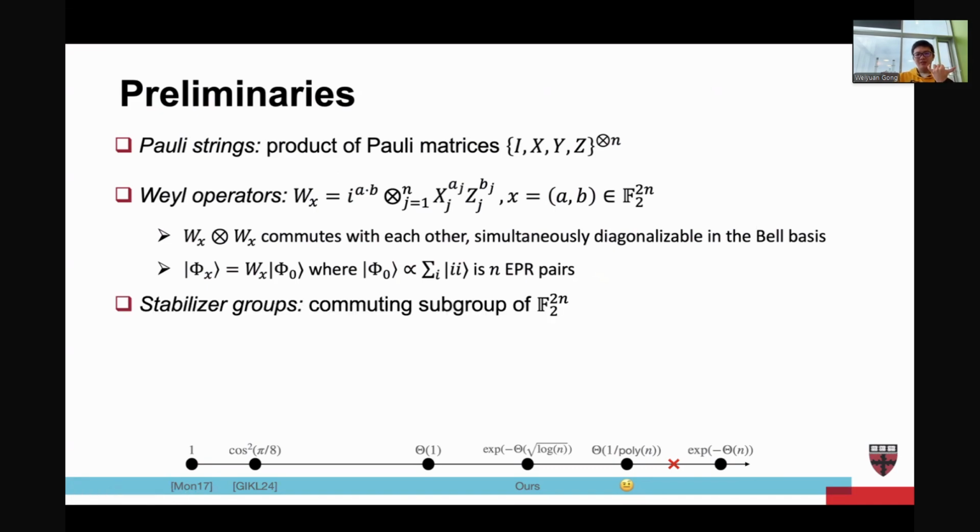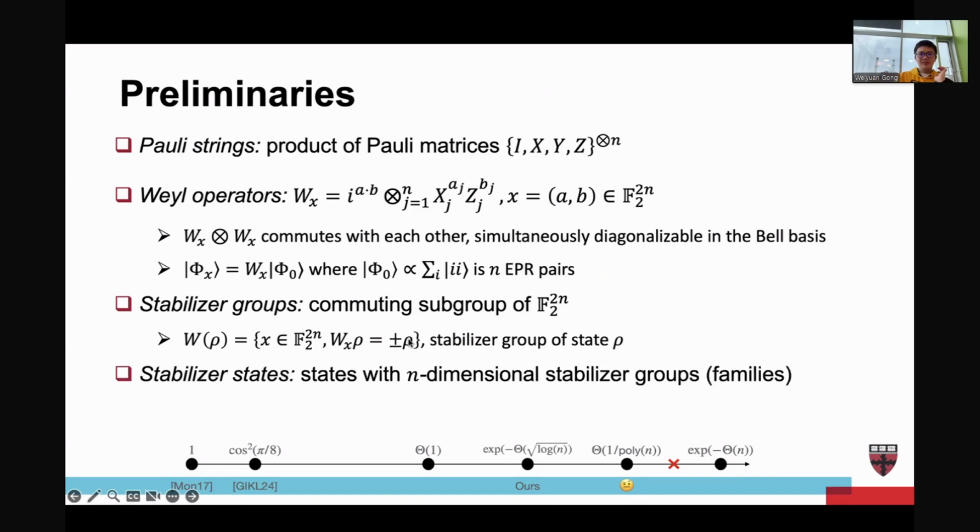And we define a stabilizer group, which is a commuting subgroup of all the strings x. Given a state, we can define its stabilizer group: the group of Weyl operators that stabilize this state, which means the group of W_x such that W_x times rho equals plus or minus rho. For stabilizer states, they have n-dimensional stabilizer groups. It roughly says that for any stabilizer state, you can find 2 to the n Pauli strings or 2 to the n Weyl operators that stabilize it, and these Pauli strings or Weyl operators will form an n-dimensional stabilizer group. Okay, these are some concepts.